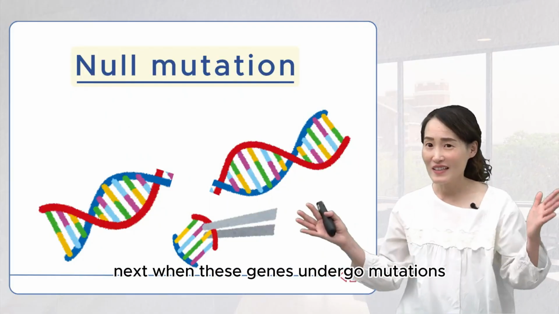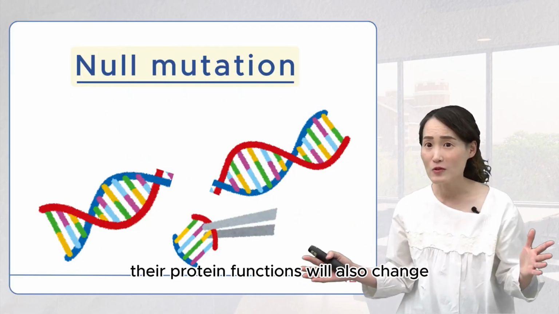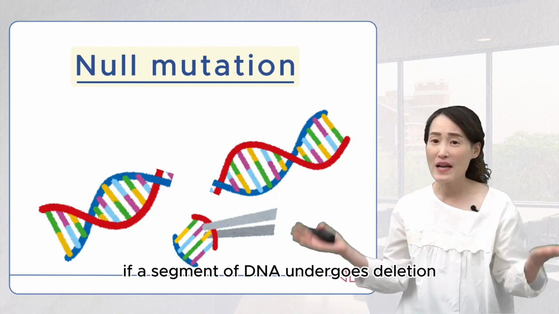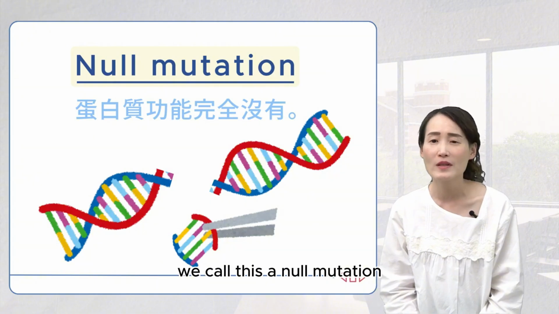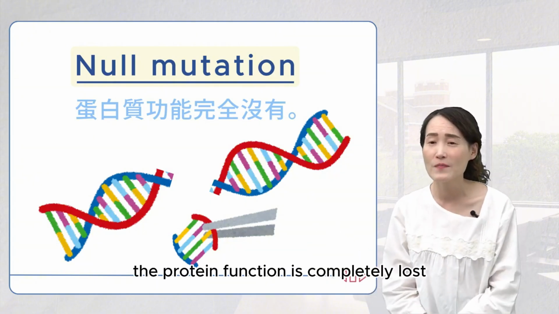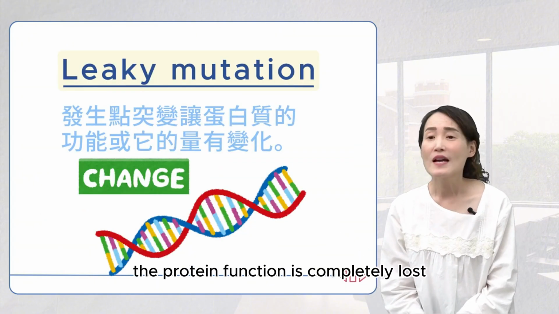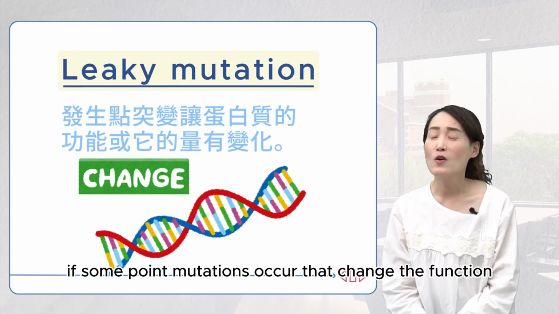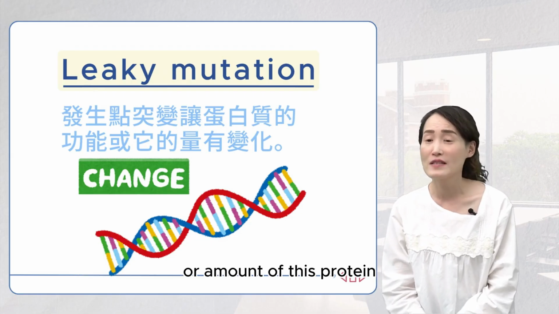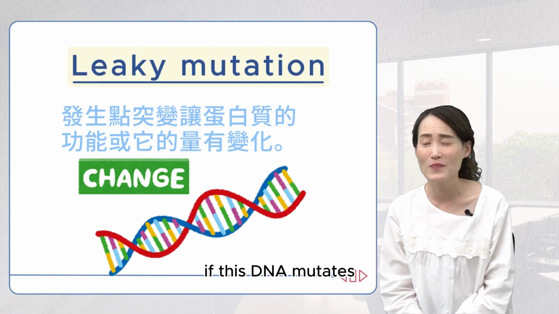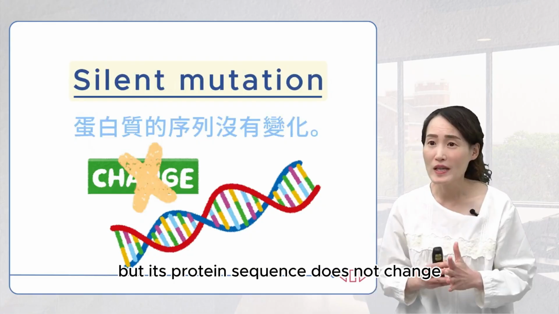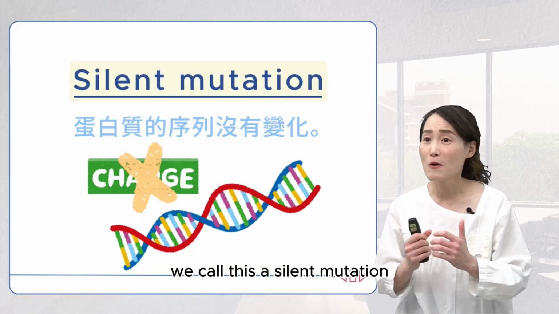Next, when these genes undergo mutations, their protein functions will also change. If a segment of DNA undergoes deletion, the protein will not be produced. We call this a null mutation. The protein function is completely lost. If some point mutations occur that change the function or amount of this protein, these mutations are called leaky mutations. If this DNA mutates, but its protein sequence does not change, we call this a silent mutation.